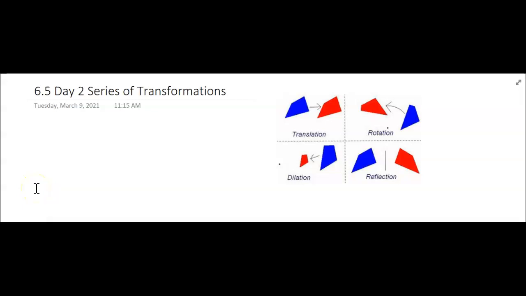In this lesson, we're going to focus on series of transformations. So we're going to be talking about translations, rotations, reflections, and dilations, all happening within the same transformation, okay? So the change in the object, we're going to use multiple of these. So let's take a look at an example of what something like this looks like.